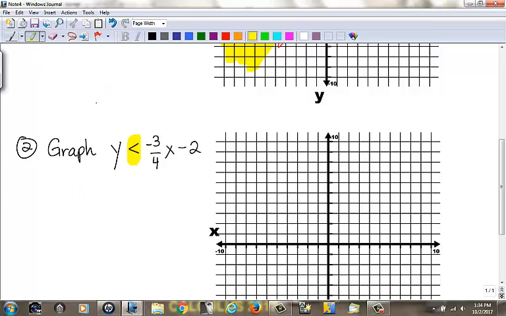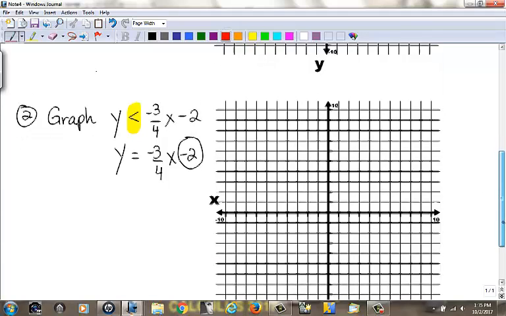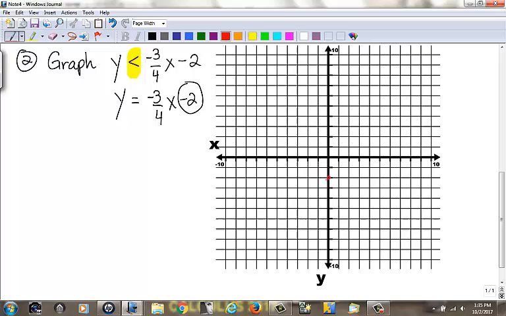Okay, it's in the right form, y by itself, so it's y is less than negative 3/4 x minus 2. And on this, if you do it as equal, you're going to graph the b value first, so it's going to cross at negative 2 on the y-axis. The slope is rise over run. So from that point, you're going to go down 3 and then to the right 4 and put a point.